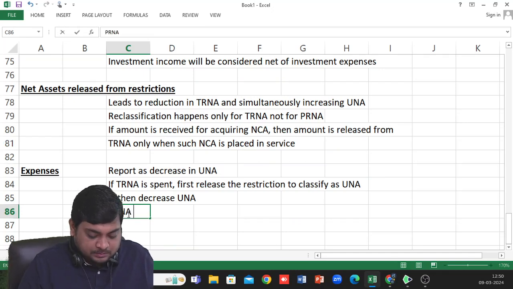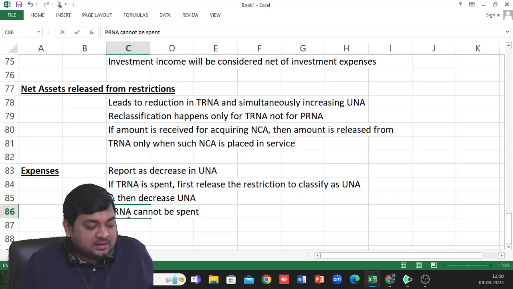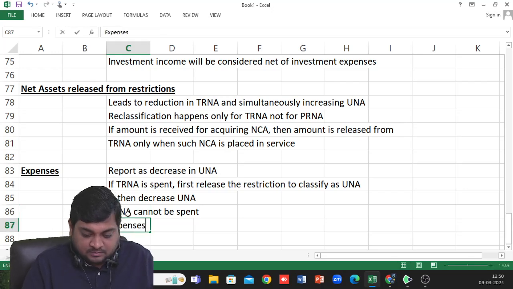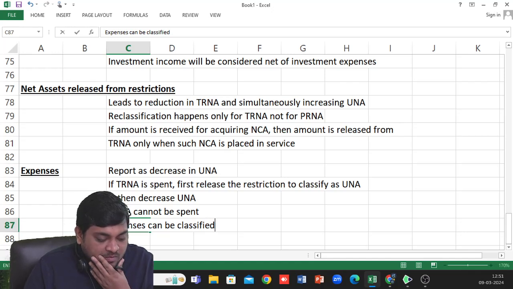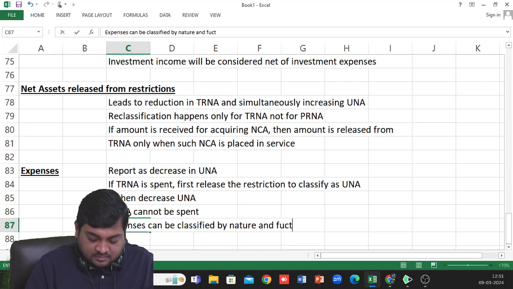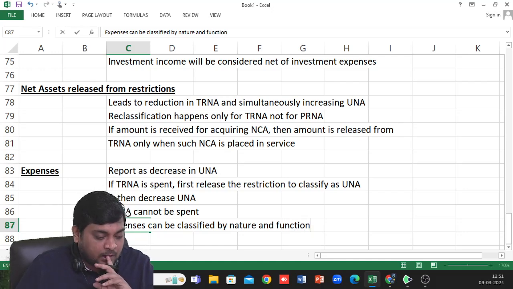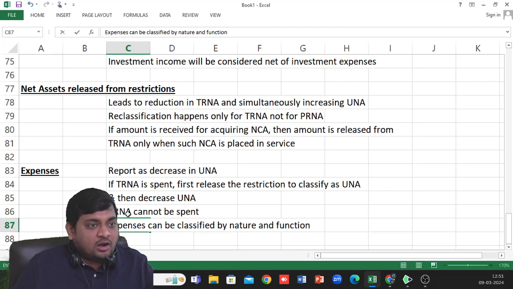PRNA cannot be spent. Expenses can be classified by nature and function. I told you, either on the face of the statement of activities or in the notes or separately.